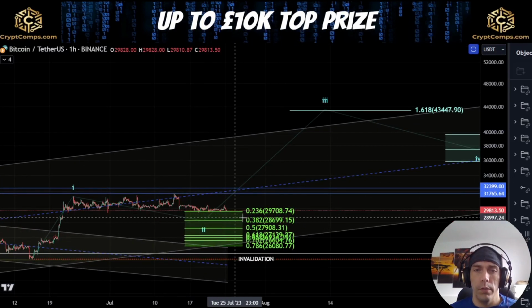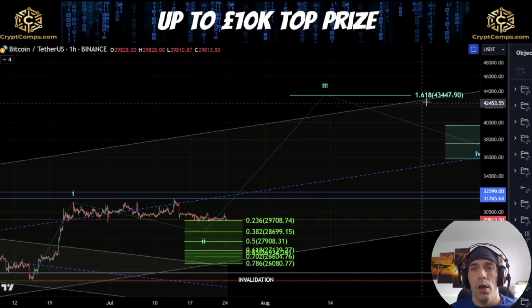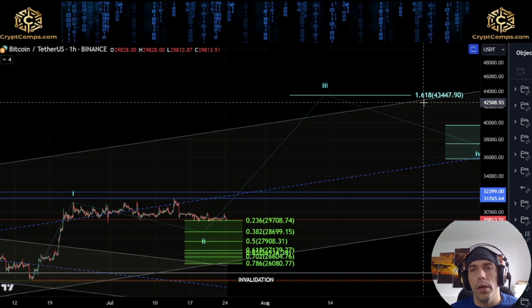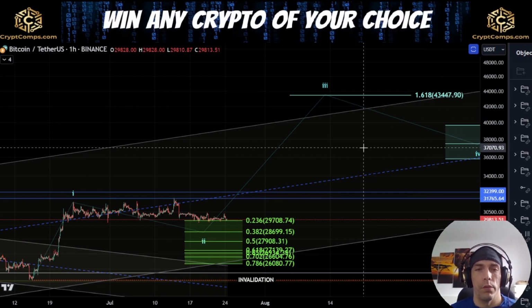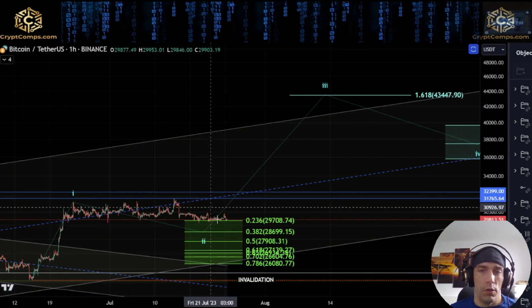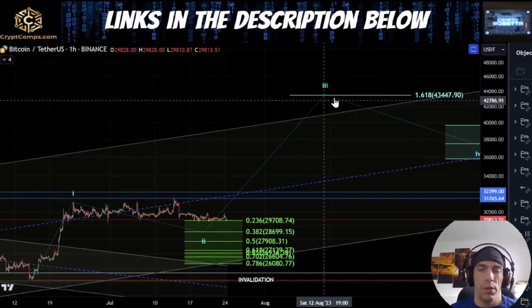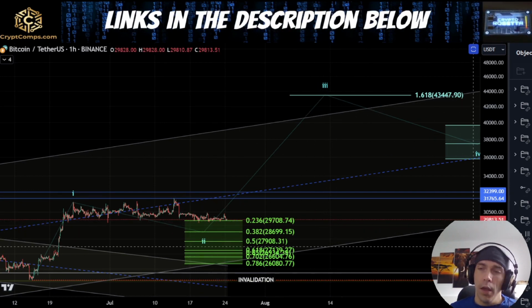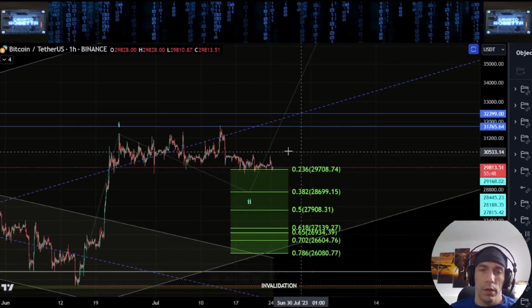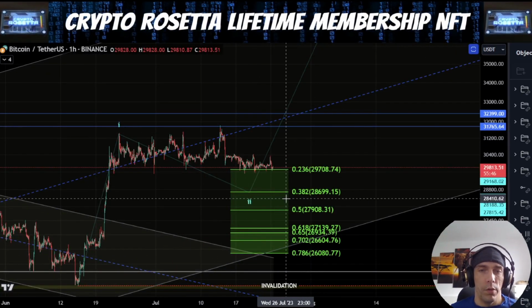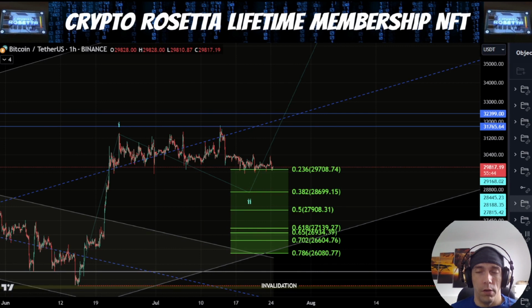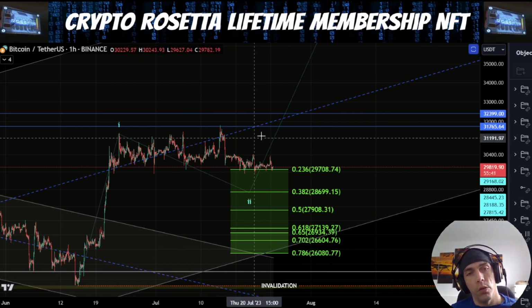Now, given our current level of this 0.236, 1.618 is actually all the way up here towards this 43,447. So this would be, if we don't actually have another drop to the downside, this would be our potential wave 3 target. Now, if we are looking at this, it does look like the potential is more likely that we're still going to see some continuation to the downside. Now, this is the bullish way of looking at this.